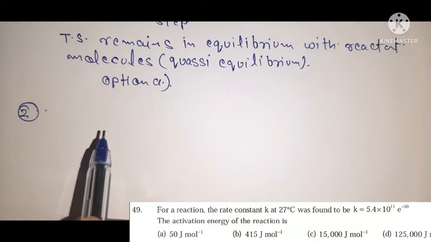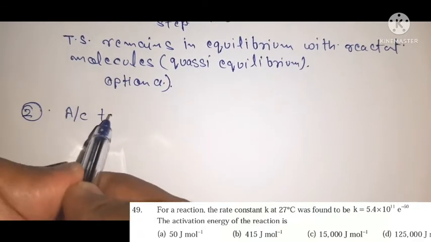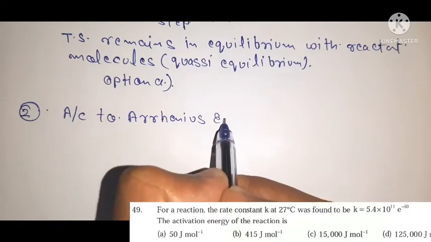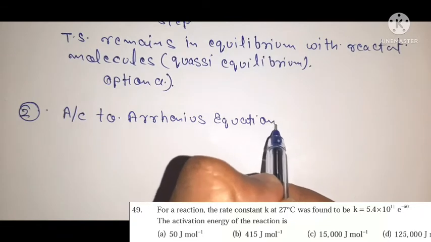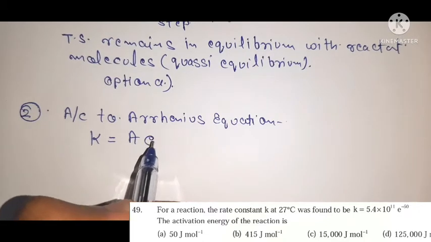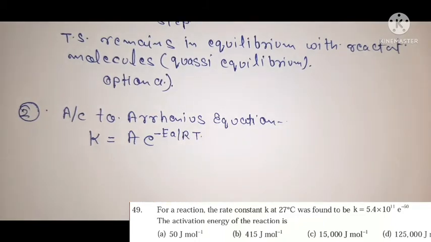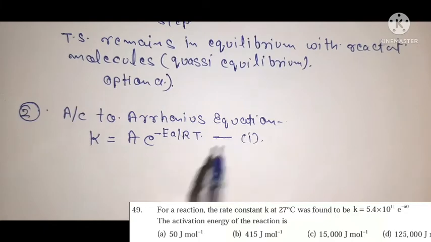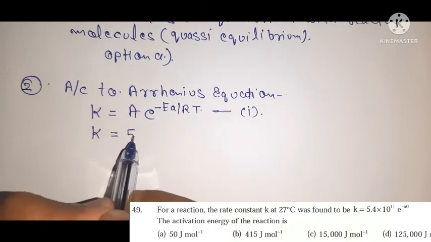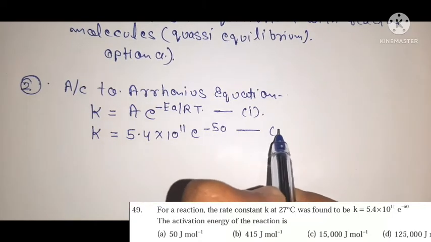First of all, we all know the Arrhenius equation. What is the Arrhenius equation, friends? The Arrhenius equation is k equals A into e to the power minus Ea over RT. This is called equation first. And in the question, we have the value of k, that is 5.4 into 10 to the power 11 e to the power minus 50. This is called equation second.